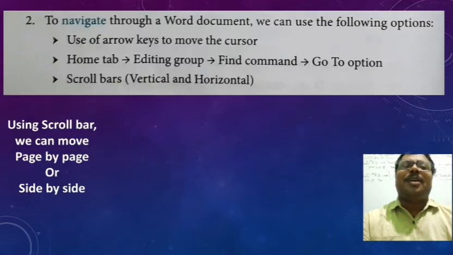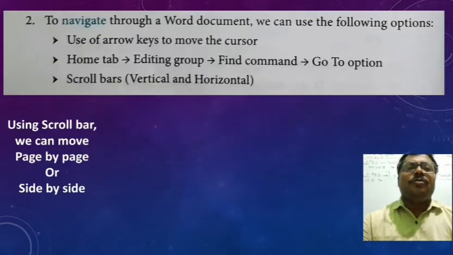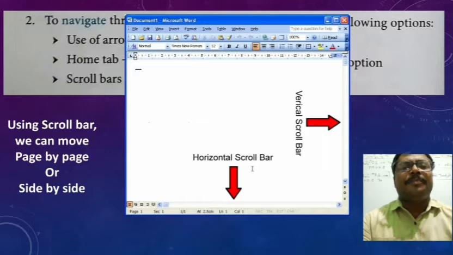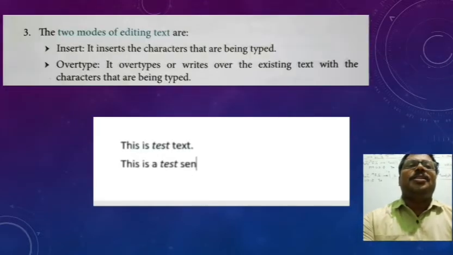Now the last one is the scroll bar. Using the scroll bar we can also move page by page or side by side in our document. See here, this is the scroll bar. The vertical scroll bar is at the right side of the document, and at the bottom is the horizontal scroll bar. These two scroll bars we use for placing the cursor, or for moving inside the document. We can move anywhere.